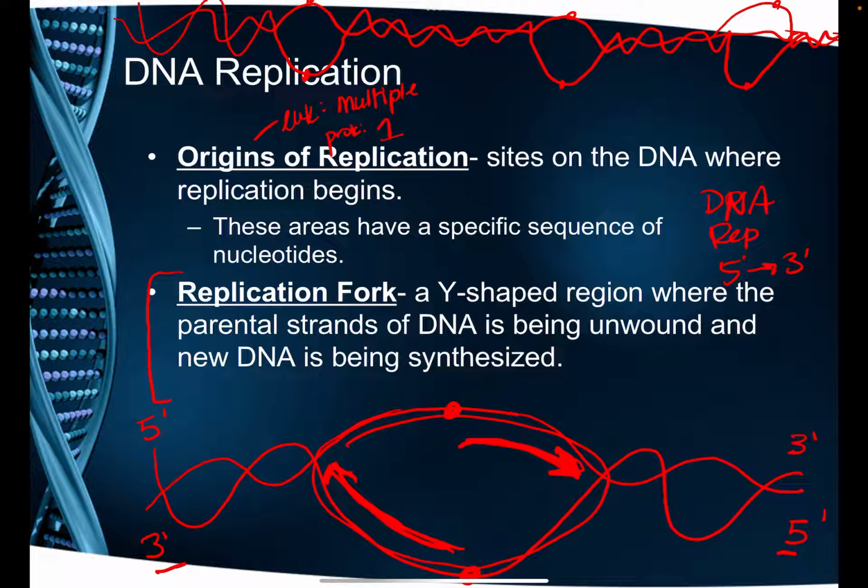But we get this replication fork, they call it a Y-shaped region, so you can kind of see the sideways Y there, where the DNA is unwound and then the new DNA is synthesized. So this here is going to be the parent strand, and this would be the parent strand also, and then new DNA would be made in here, and those would be the daughter strands, okay, to show the semi-conservative model of DNA replication.